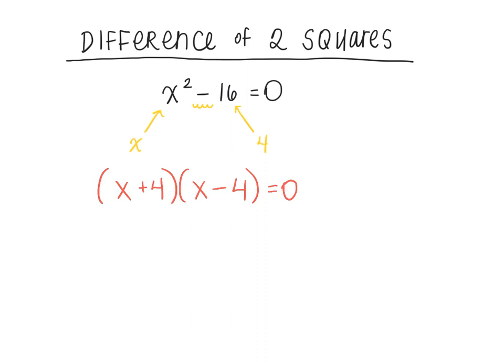So again, I need two terms, only two terms, right here and one here, with a minus sign in the middle. And that means I can take my difference of two squares.